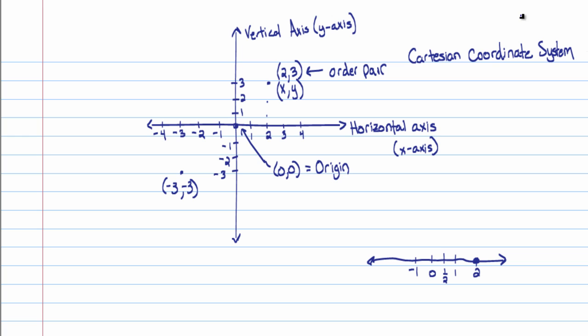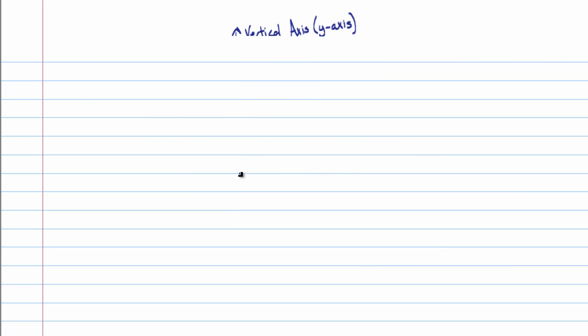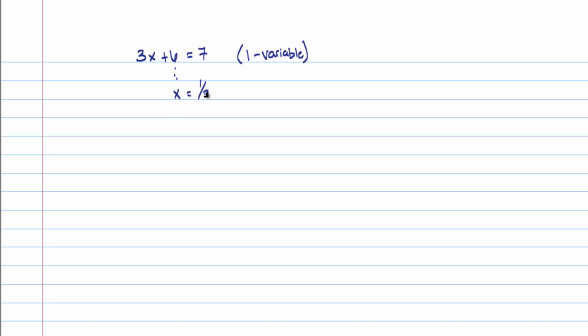Now, the reason why we have a Cartesian coordinate system is to really create a marriage between algebra and geometry. In algebra, we have equations like 3x + 6 = 7 or something like that. This only has one variable, so it's a one variable equation, right? And it's not that difficult to solve. We've done this before. You subtract 6 from both sides, divide both sides by 3, and you'll have x = 1/3.